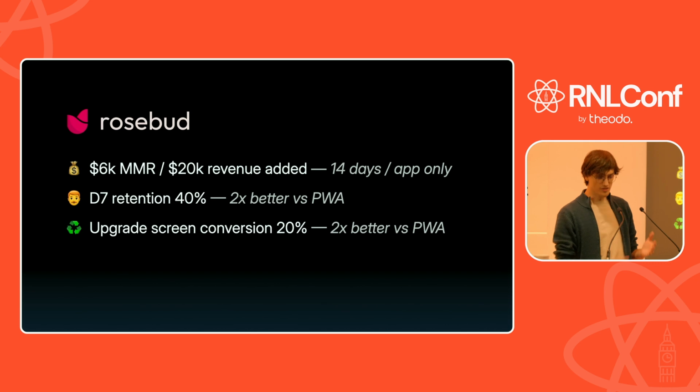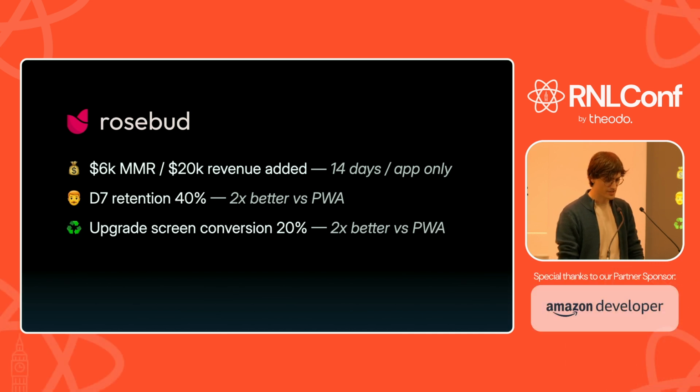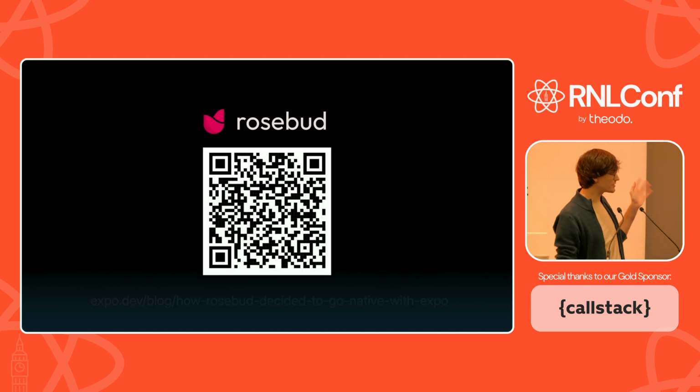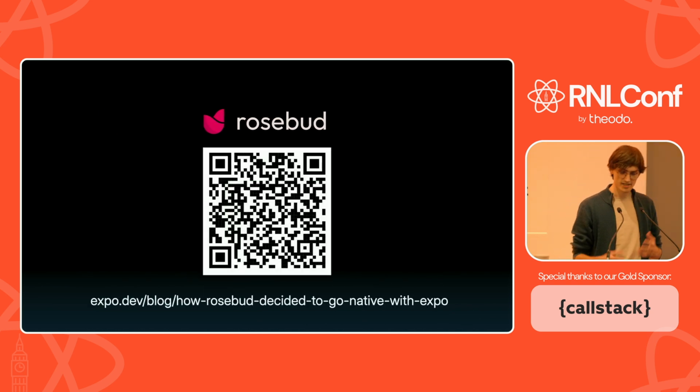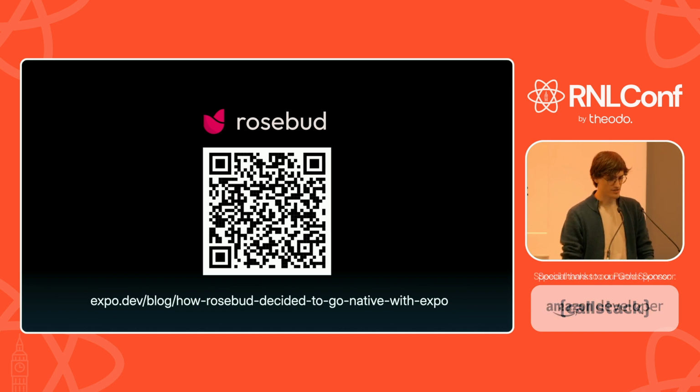Within 14 days, the app alone added $20,000 to their account just by selling things to their users. They also added $6,000 to their monthly recurring revenue, meaning that they extended the runway even longer. And both the 7-day user retention and the upgrade conversion doubled compared to the PWA, meaning that they had a lot more engagement with their users by using an app. Now, the full story can be found on the Expo blog. If you want to read more about that, I highly recommend you take a read.